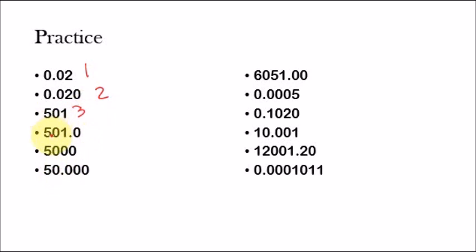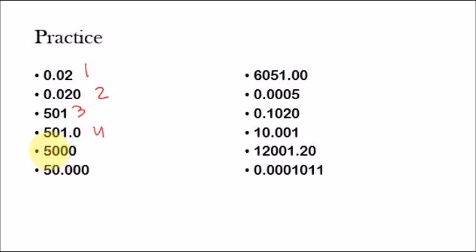Here, same thing, the 5 and the 1 are significant because they're non-zero digits. The 0 is significant because it's a hugged 0. This 0 here is a trailing 0, and since it's to the right of the decimal point, it's also significant, making all 4 digits significant.